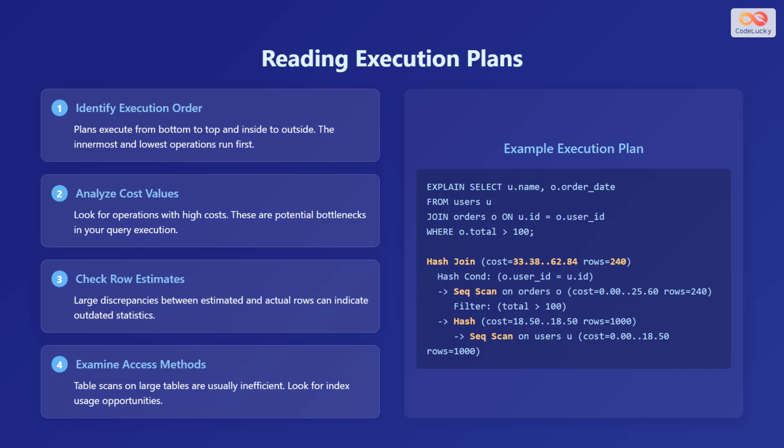Now let's understand how to read execution plans. First, identify the execution order. Plans execute from bottom to top and inside to outside. The innermost and lowest operations run first. Second, analyze cost values. Look for operations with high costs, as these are potential bottlenecks in your query execution. Third, check row estimates. Large discrepancies between estimated and actual rows can indicate outdated statistics. Finally, examine access methods. Table scans on large tables are usually inefficient. Look for index usage opportunities.